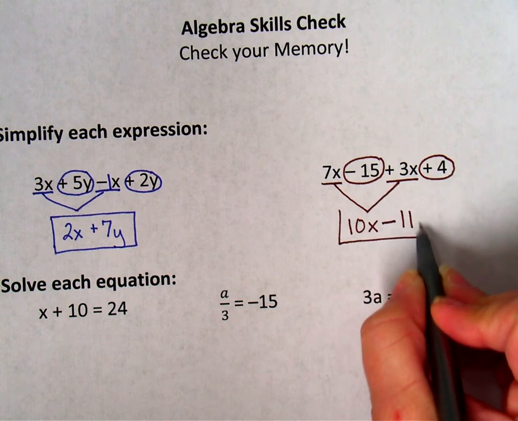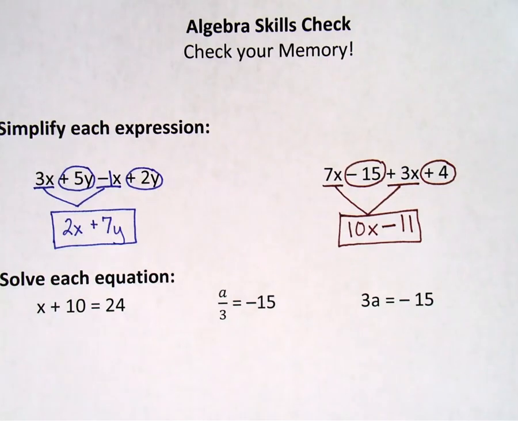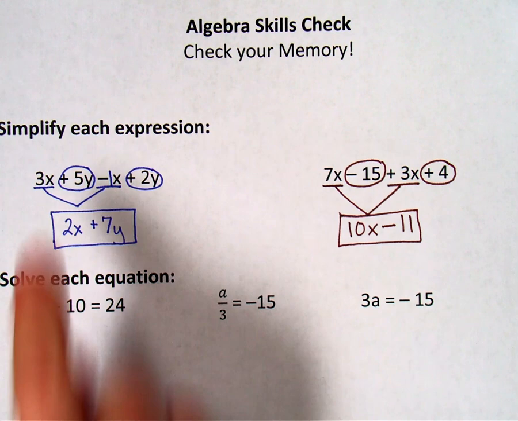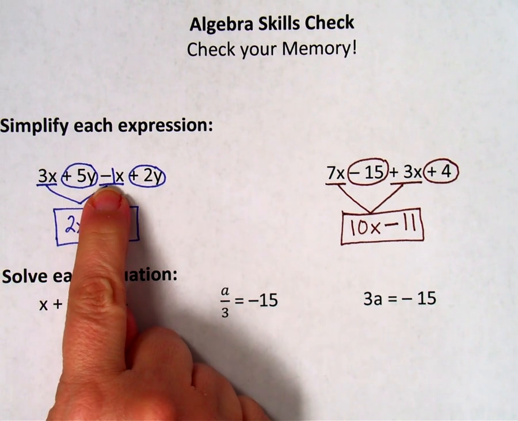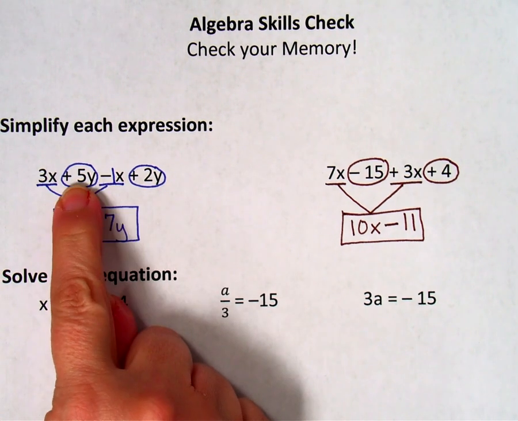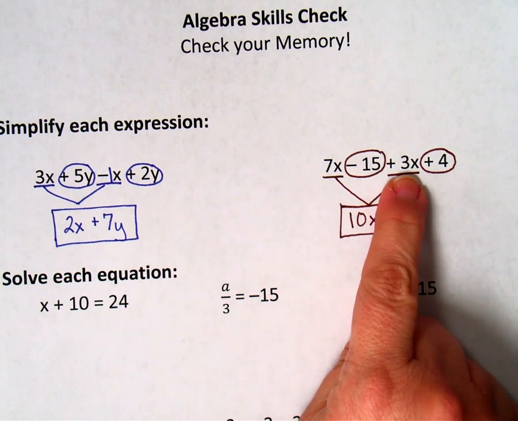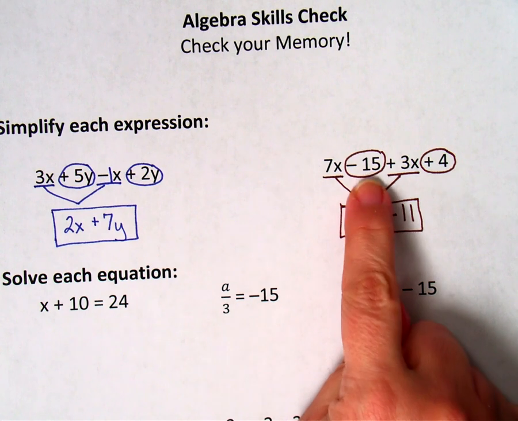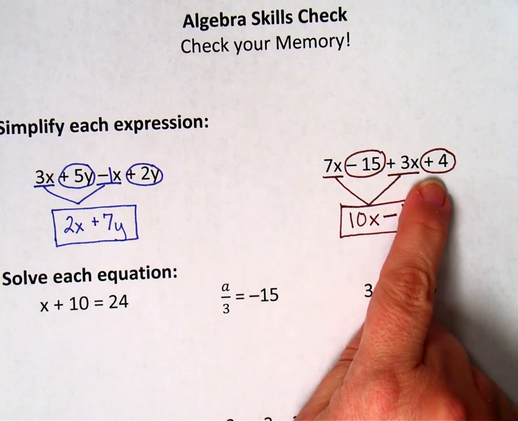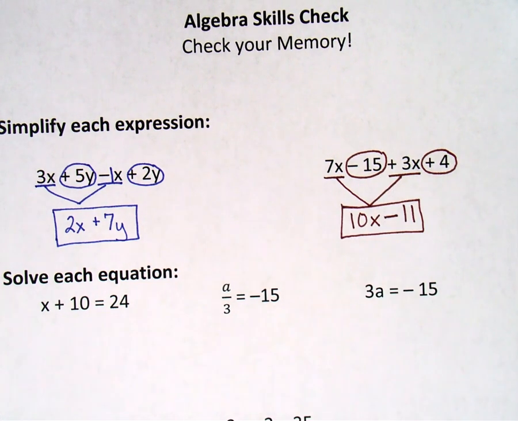Okay, so notice I did use the sign that was with the terms. Over here I had a 3x, a minus x, and I did subtract. I had a plus, and I did add. I had a positive 7x and a positive 3x, and I added. I had a negative 15 and a positive 4, and because of that negative 15, I subtracted.